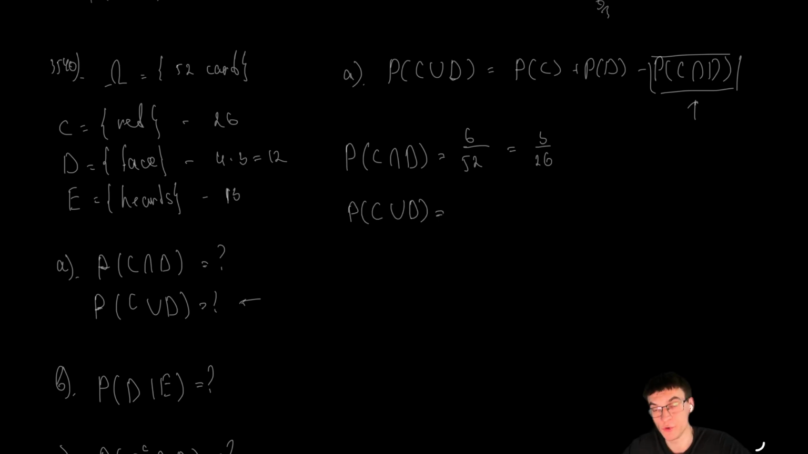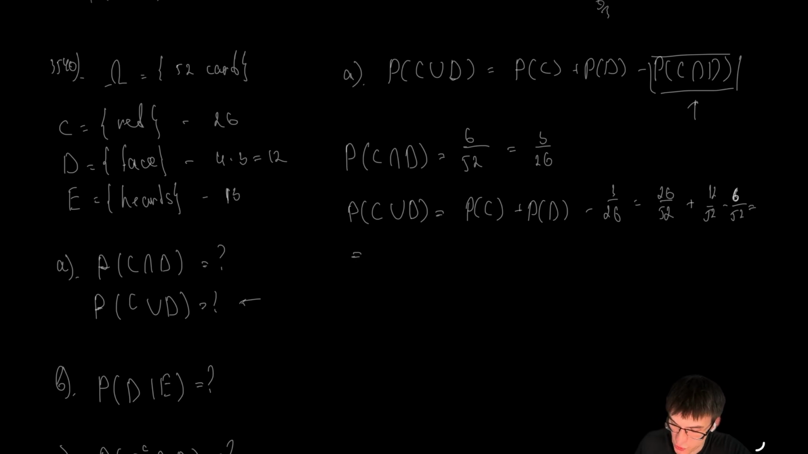Now, if we need to find the union of those events, we just need to find the probability for C plus the probability for D minus 3 over 26. Now, let's find C. It's pretty simple. It's 26 over 52, plus the probability of D, which is 12 over 52, minus 3 over 26, or to be more accurate, 6 over 52. That will give us 32 over 52, which is 16 over 26, which is 8 over 13. That should be our probability.